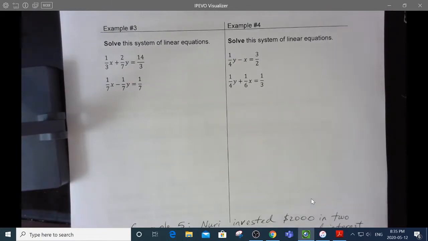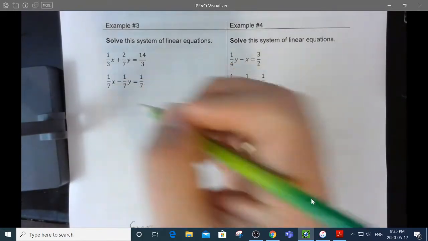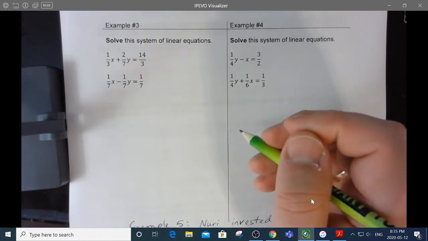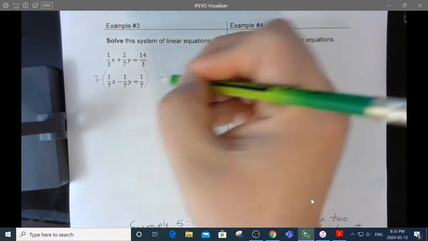Solve this system, and now we're starting with fractions. And I don't know about you, but if I can avoid having to deal with fractions, I will. So what number could I times this equation? I'll start with the second one. What could I times that equation by that would make all those fractions go away? Yep, I'm going to times everything in the equation by 7.